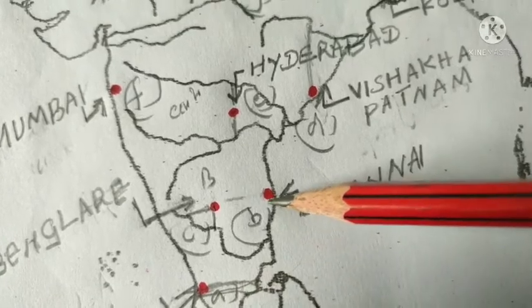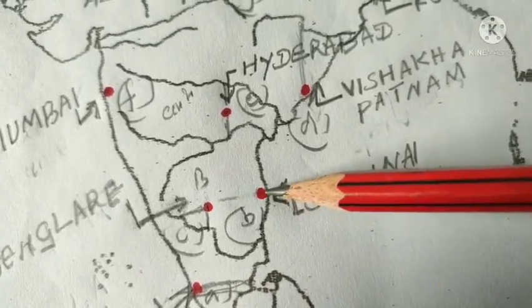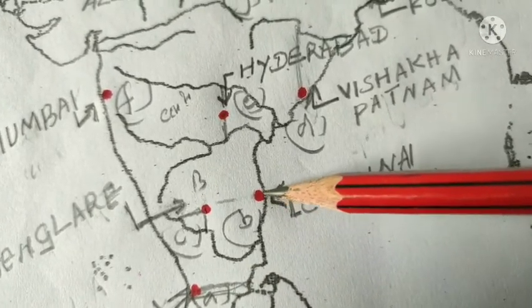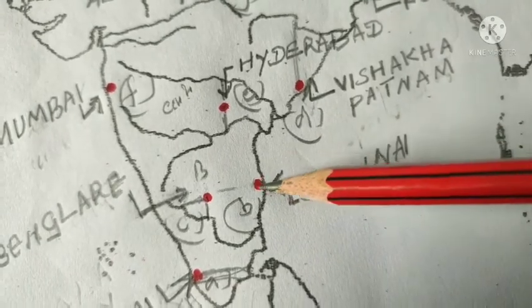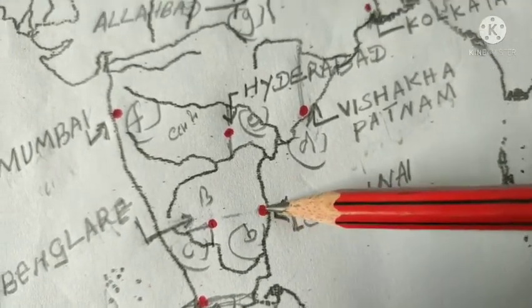And next is Chennai. Chennai is also a coastal city. This is also on the coast you have to mark. Here one projected part is there, you have to mark.